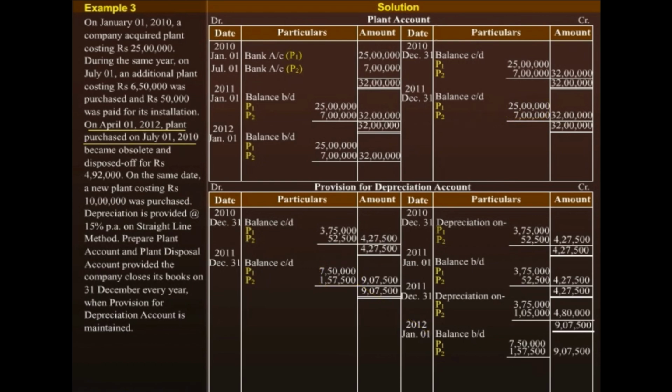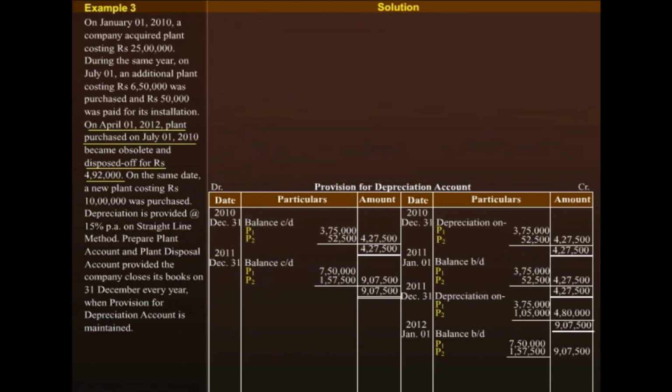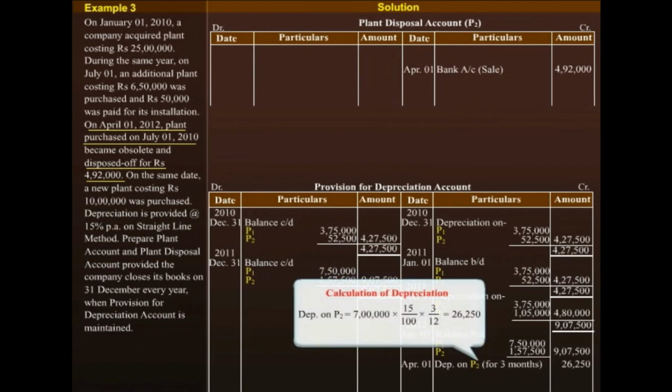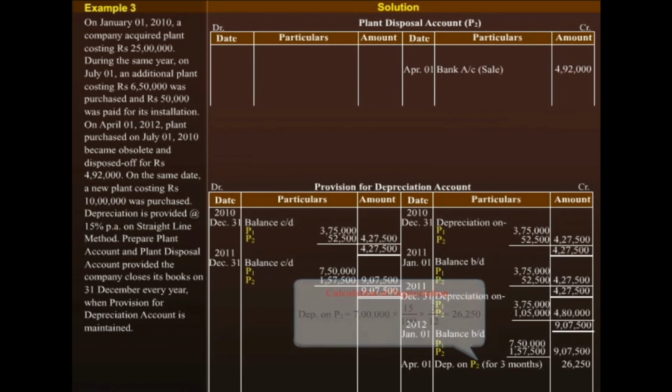Now, during this year, P2 is sold. This will be reflected in plant disposal account like this. Now, we charge depreciation for 3 months, that is from 1st January till 1st of April. So we have this equation. That is 7 lakhs into 15% into 3 upon 12. Let's put this amount aside here.